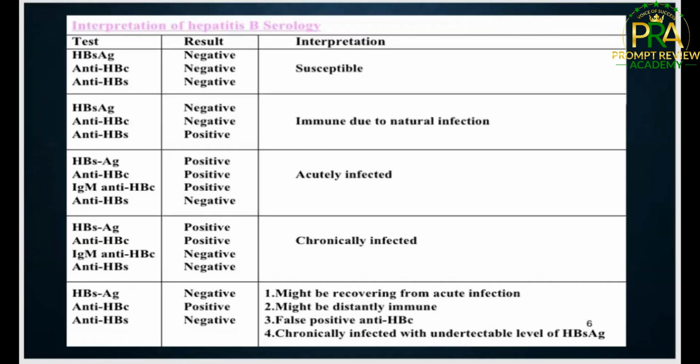So if everything is positive except the antibody against the hepatitis B surface, which is negative, then the person is acutely infected. Like I said, this is not something you will spend your time memorizing. It's just a question in the exam. If you know it, you know it.